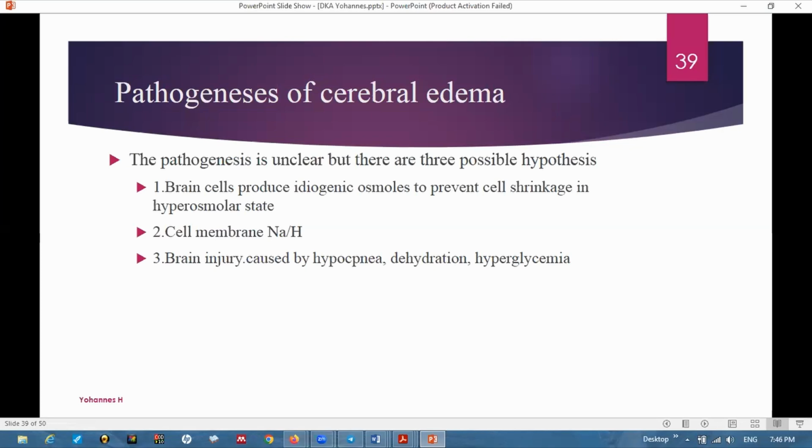The other is brain injury due to dehydration, hyperglycemia, and hypocapnia. These are the theories, possible hypotheses for cerebral edema. Most of the time, it is considered to be associated with DKA management.